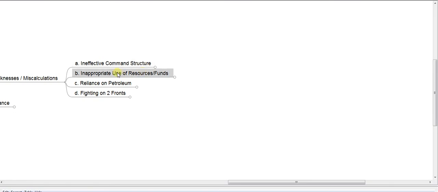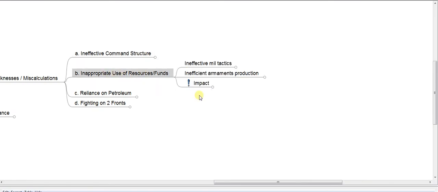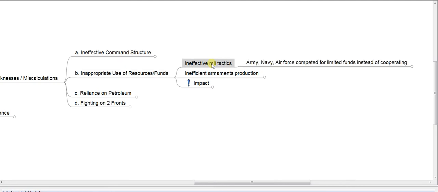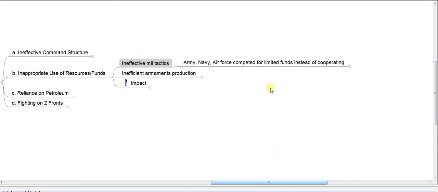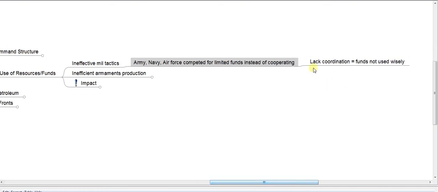Okay, secondly, we're going to look at inappropriate use of funds and resources. Firstly, there were ineffective military tactics. The Army, Navy, and Air Force competed for limited funds. Remember, the Germans really had limited funds and resources. So instead of cooperating, these three main parts of the military were competing to see who could get the most money. There was a tremendous lack of coordination, and the funds were therefore not used wisely. The funds were really limited, and yet they were not used wisely. So this really weakened the German war effort.